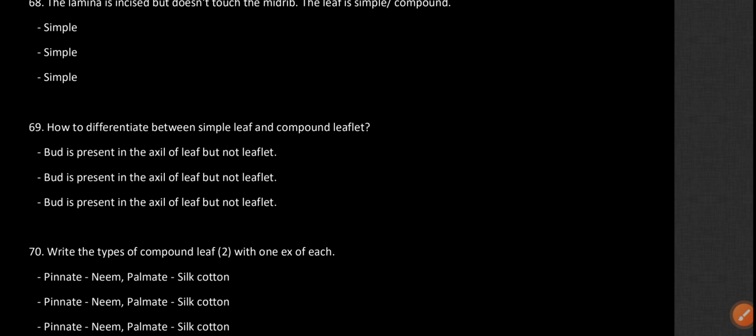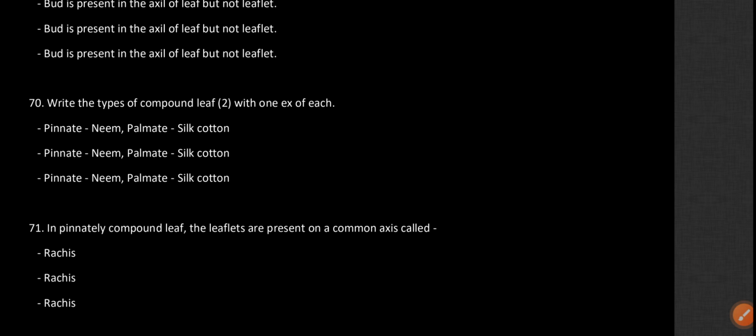How to differentiate between simple leaf and compound leaf? Bud is present in the axil of leaf but not leaflet. Write the types of compound leaf with one example of each.